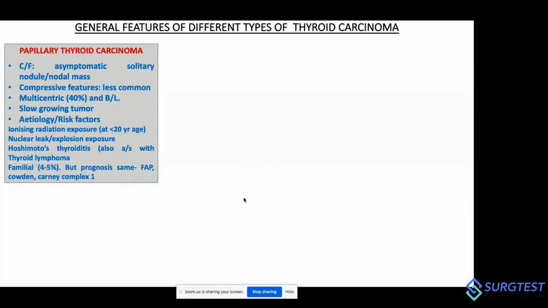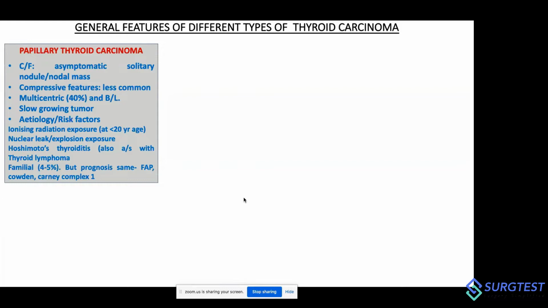Now again in the next slide, we will discuss the same points in different cancers. First, papillary. Clinical feature for all three, papillary, follicular, and Hurthle, is an asymptomatic solitary nodule. In papillary, there may be a nodal mass also, as a lateral aberrant thyroid. Compressive features are less common in papillary. It may be multicentric in 40% of cases and also bilateral sometimes. It is a slow growing tumor.